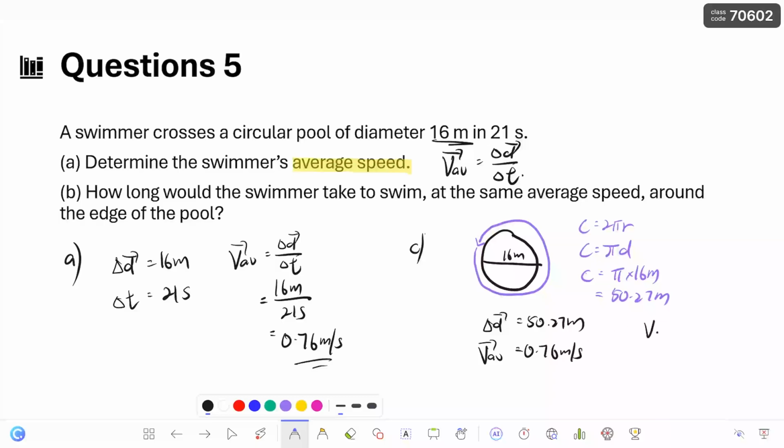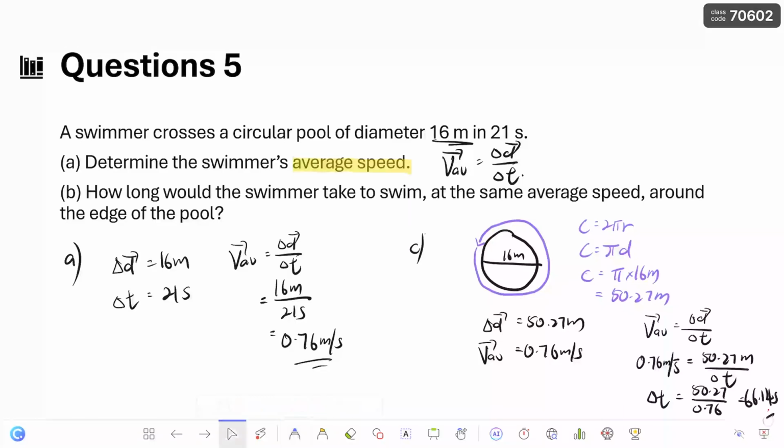And then we know that the formula for average speed is delta D divided by delta T. So 0.76 meter per second is equal to distance traveled 50.27 meter divided by delta T. So we rearrange the equation. Delta T will be 50.27 divided by 0.76. So the answer is 66.14 seconds. So this is the answer given.